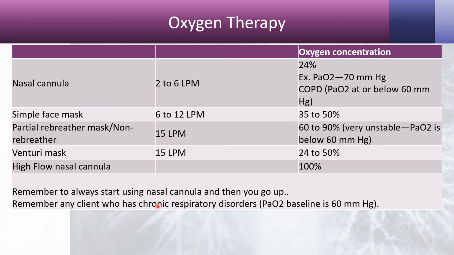Now remember that if your patient has chronic respiratory disorders, their baseline partial pressure is 60 millimeters of mercury. For example, patients who have COPD, we use this as baseline. So that's why they can only have nasal cannula or no device at all. But for a client that has normal lung function, no chronic respiratory disorder, then you have to follow the normal PaO2, which is 80 millimeters of mercury and higher. Okay?